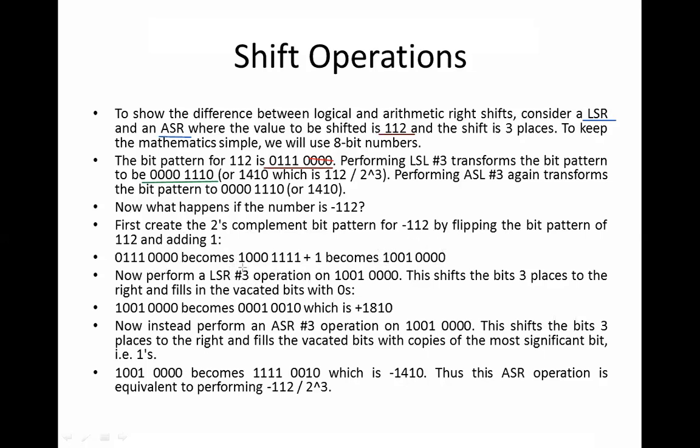Now, if I perform an LSR 3 operation, that is shift right, on this one, it shifts 3 bits to the right and fills the vacated bits with 0. So what is going to happen? These 3 are going to get nullified, because it is a shift right. So 3 bits are going to go, and the vacated ones are filled with zeros.